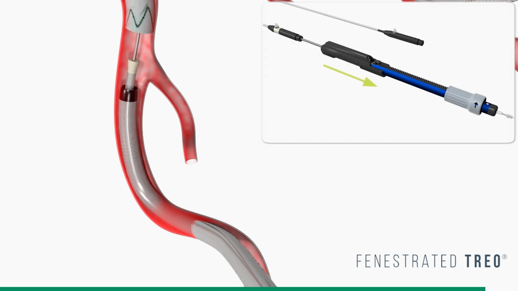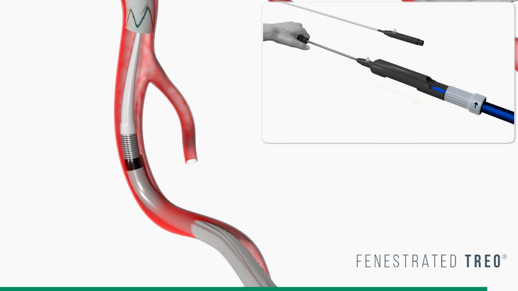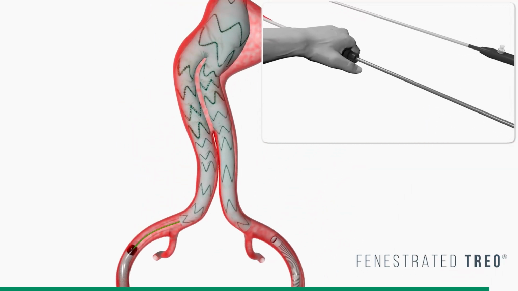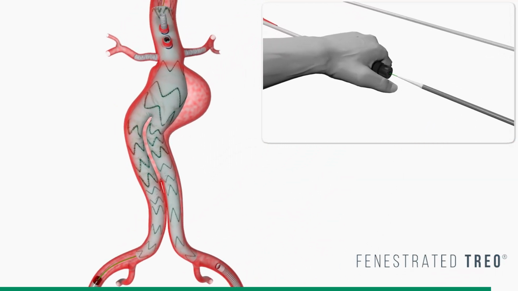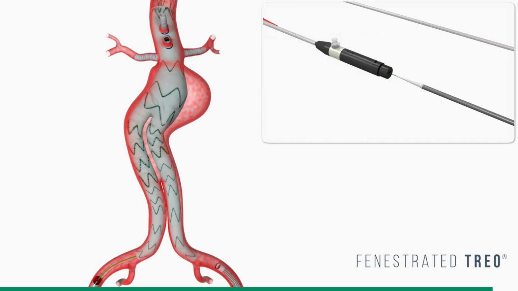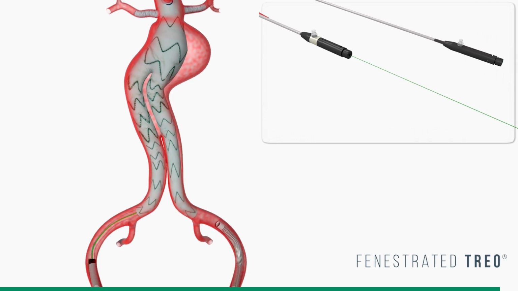The ipsilateral leg extension delivery system can now be removed from the main system sheath. It is not necessary to resheath the tip of the ipsilateral leg extension delivery system when it is used in conjunction with the main delivery system's sheath. Accessory devices may now be used with the sheath of the main delivery system.